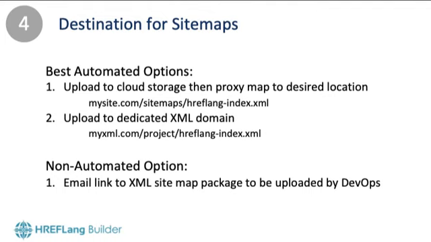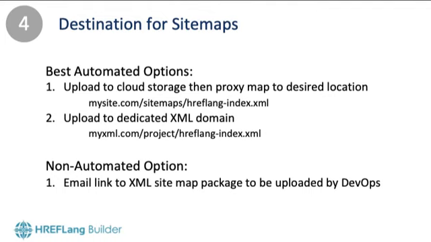Now, the more complex your web infrastructure is, the more complex your setup is going to be. And so we have a number of clients that will do one of two things. They'll create a cloud storage, either in Azure or AWS. We upload to that, and then they do a reverse proxy to either a central location or multiple locations.